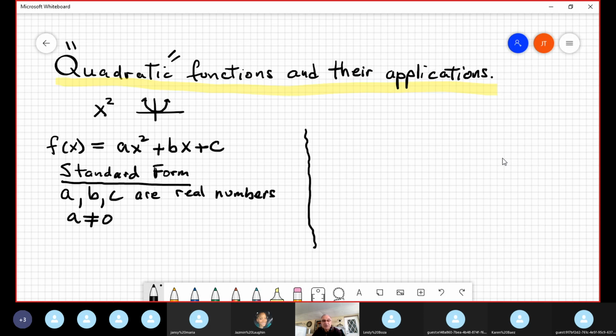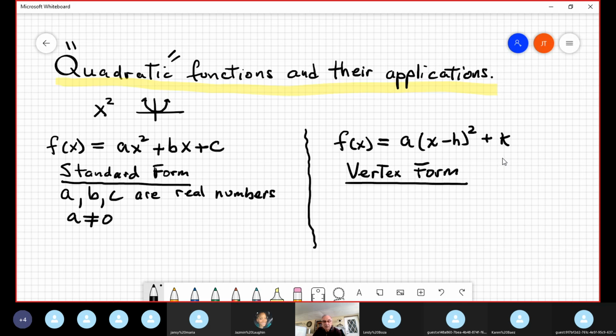But we have another way to express the same idea. Okay, it's something like that: A times parenthesis x minus h squared plus k. And this is called vertex form.